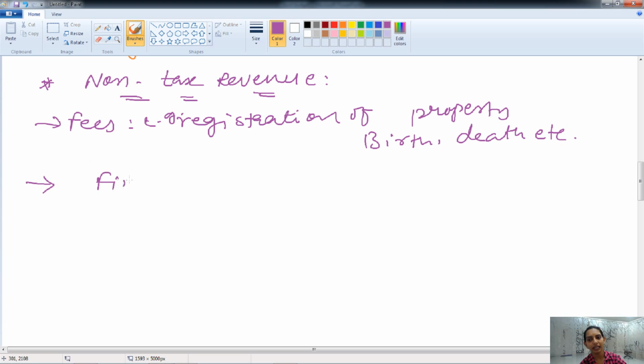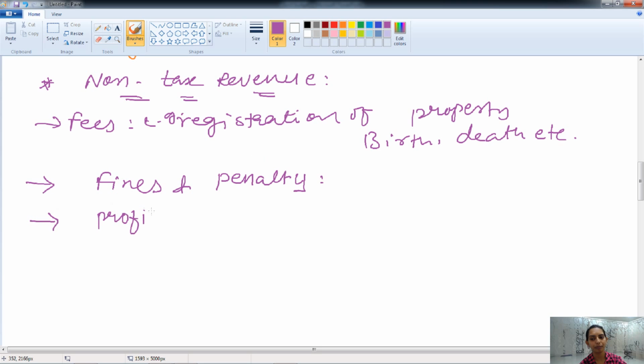Okay. The next type of the non-tax revenue is the fines and the penalties. If any individual breaks the rules and regulations, they are liable to pay fines and penalties. Okay, this is also a type of the non-tax revenue. For example, if a person breaks the traffic rules and pays for that, that is known as the fines and penalties.